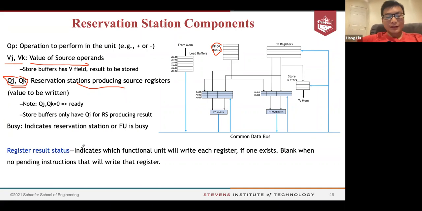Register result status indicates which function unit will write each register, if one exists. It is blank when there is no pending instruction that will write to that specific register. This actually serves as an intermediate to notify those which instruction they should depend upon.